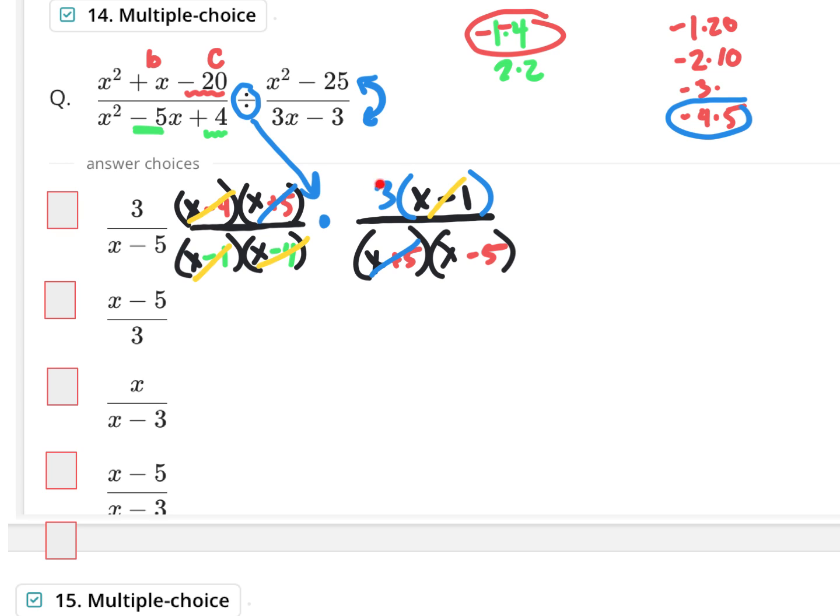What's left over? A 3 up on top and an x minus 5 on the bottom. 3 up on top, x minus 5 on the bottom. There's your answer.